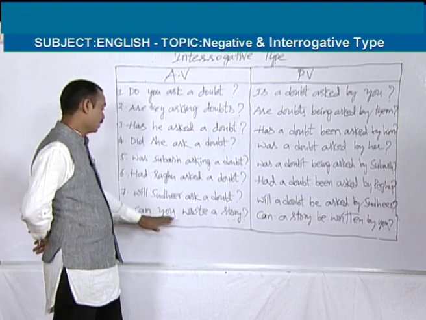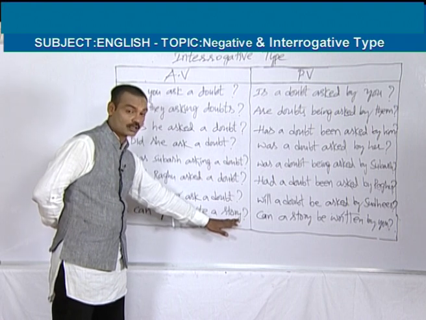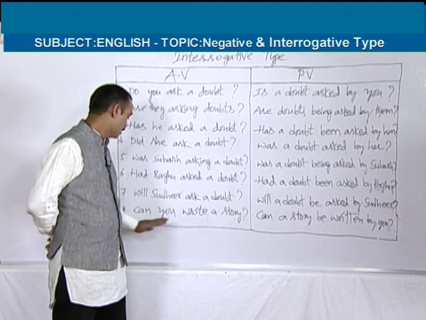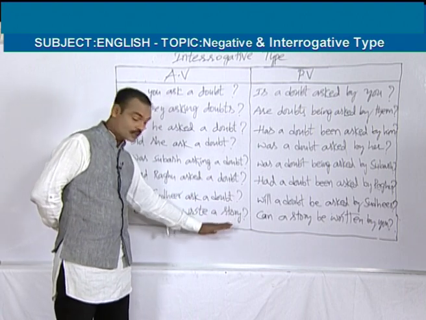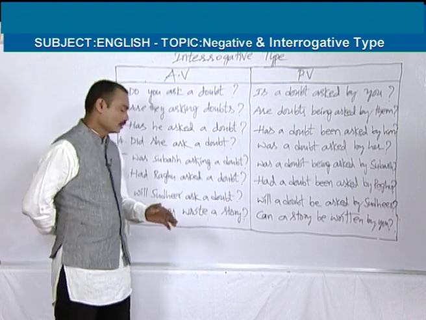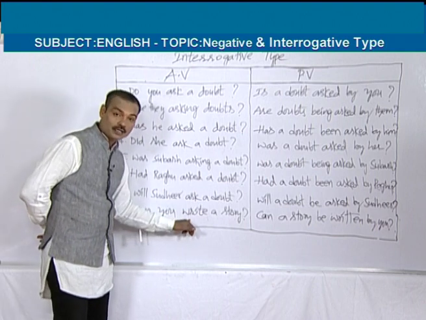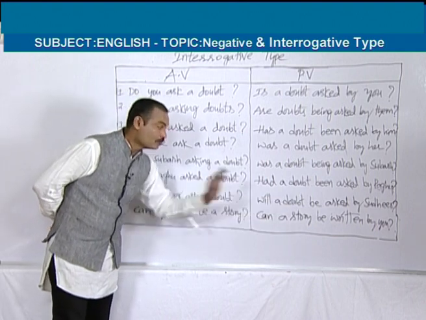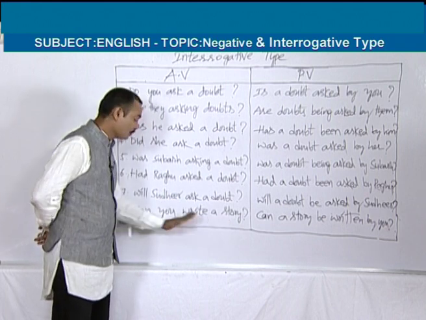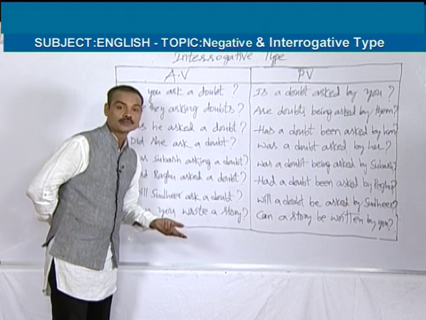For example, let's see a plural object. Can we find out any changes? No, not at all. Can should be used for singular and plural objects. Can you write stories? Can stories be written by you? Like this, friends. Let's take one more example. Should you write a story? Should a story be written by you? Even for plural also. Should you write stories? Should stories be written by you?